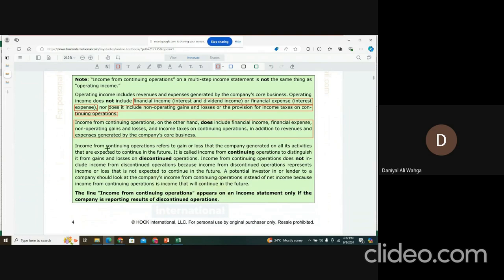It says further, income from continuing operations refers to gains or losses that a company generates on all its activities that are expected to continue in the future. All right, I understand.